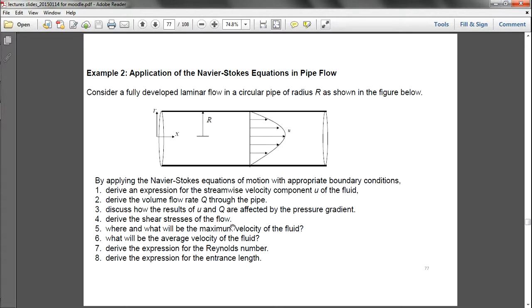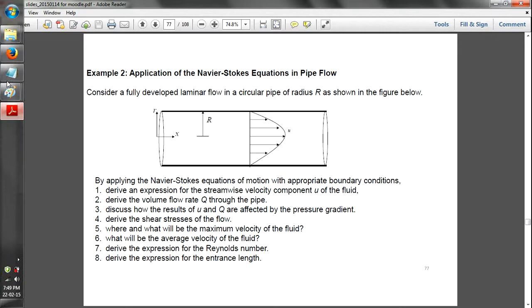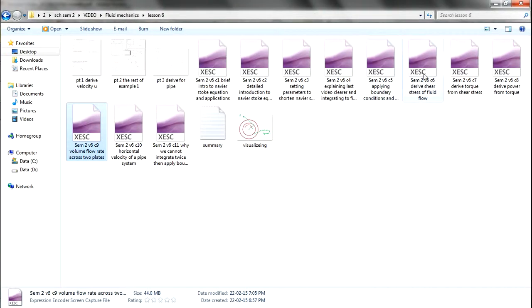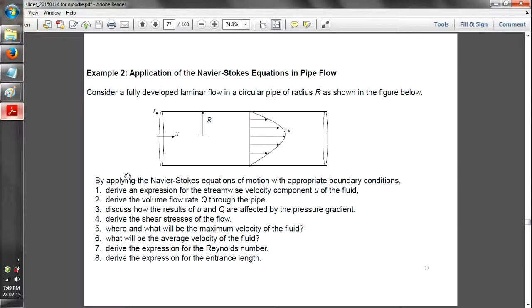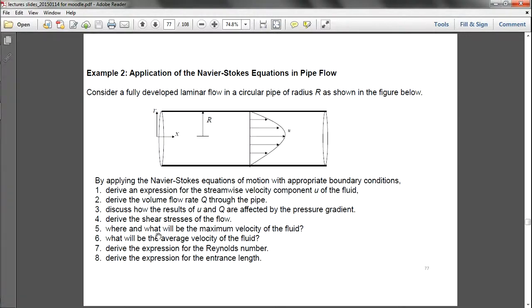And then derive the shear stresses of the flow. We also derived the shear stresses. It's the same thing, just a little variation. And then what will be the maximum velocity of the fluid? I believe it is at this point, but you have to prove it, I have no idea. What will be the average velocity of the fluid? I think you have to take the volume flow rate and then divide across y, but you have to go and find it out.